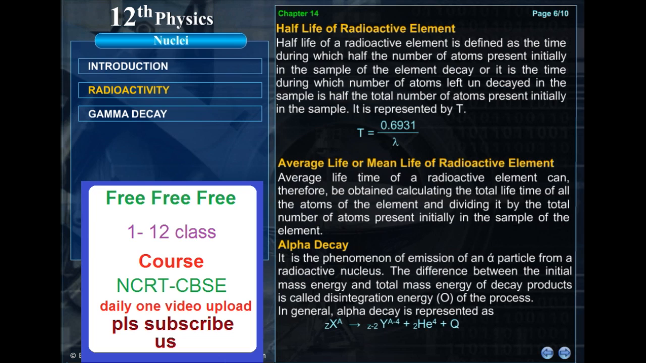Alpha decay. It is the phenomenon of emission of an alpha particle from a radioactive nucleus. The difference between the initial mass energy and total mass energy of decay products is called disintegration energy Q of the process. In general, alpha decay is represented as ZX^A → Z−2Y^(A−4) + 2He^4 + Q.